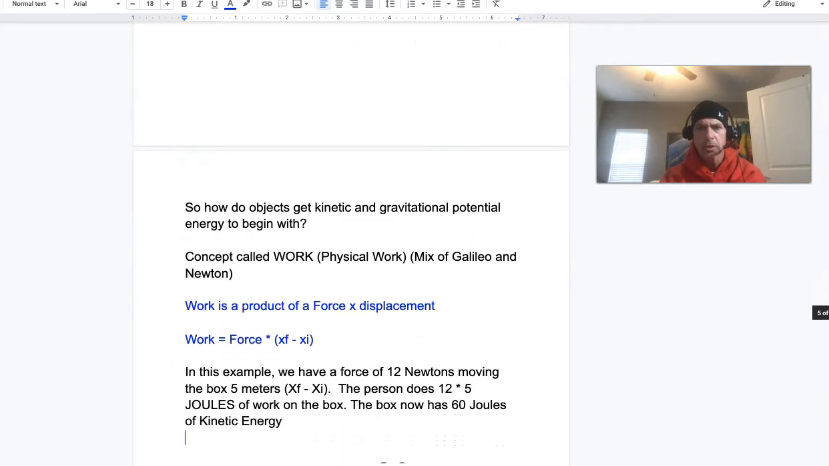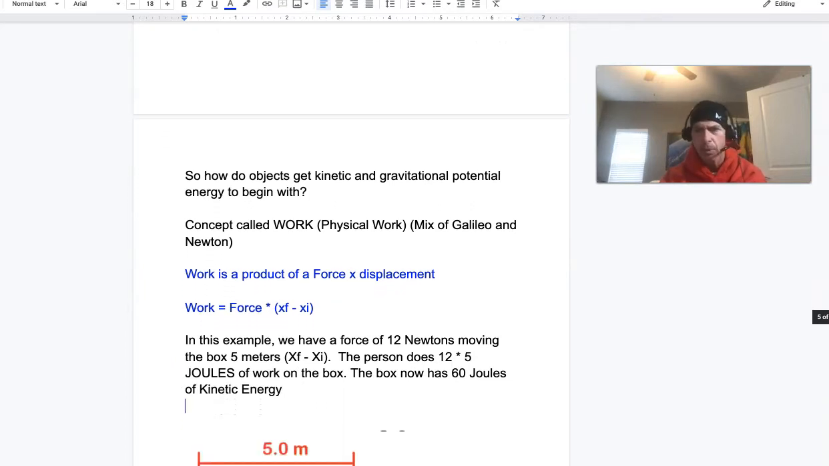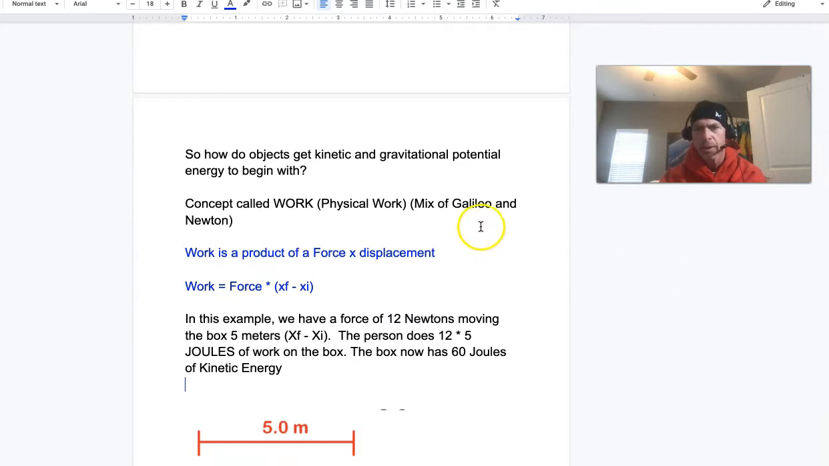So the question is, how do objects get energy in the first place? I was telling you that people after Galileo and Newton passed were using a lot of their ideas. People took the idea of Newton, force, and took an idea from Galileo, displacement, or how far something moves. And they put these together and came up with this concept called work, or physical work, or work in physics. That word work has a lot of connotations. For example, I may go to work one day and I go to school and teach.